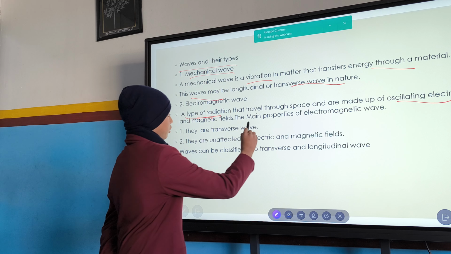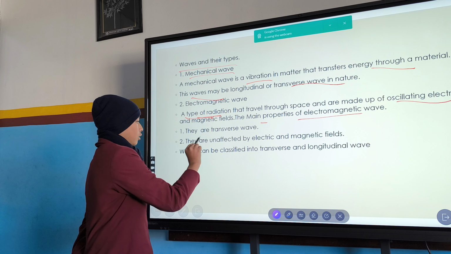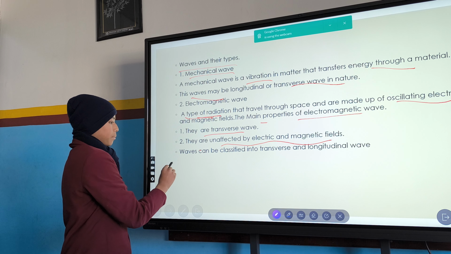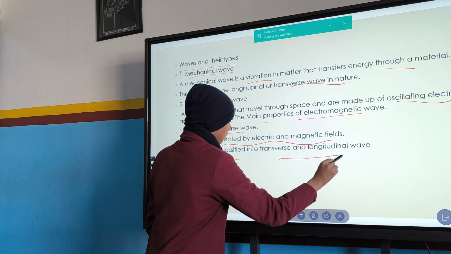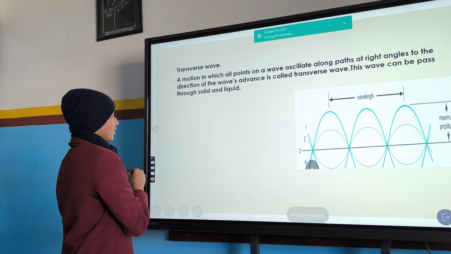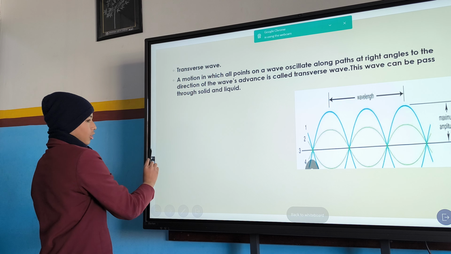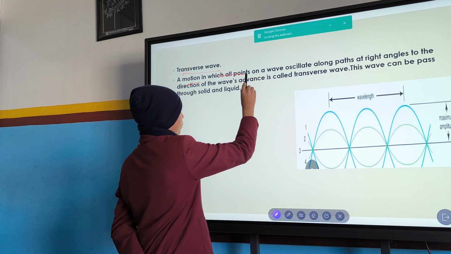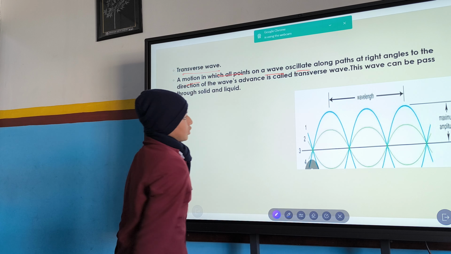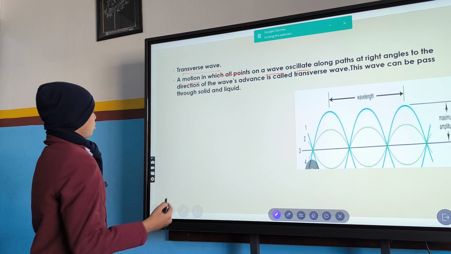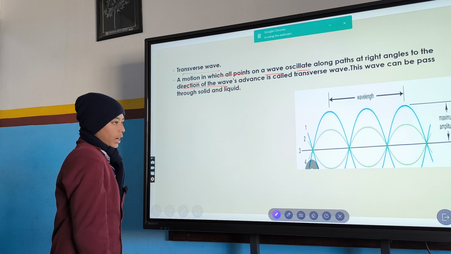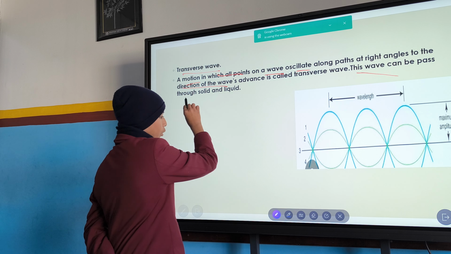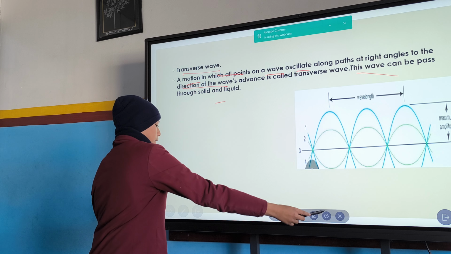The main properties of electromagnetic waves are they are transverse waves. They are unaffected by electric and magnetic fields. Waves can be classified into transverse and longitudinal waves. Transverse wave, a motion in which all points on a wave oscillate along paths at right angles to the direction of the wave, is called a transverse wave. This wave can be passed through solid and liquid, and this is the figure of a transverse wave.